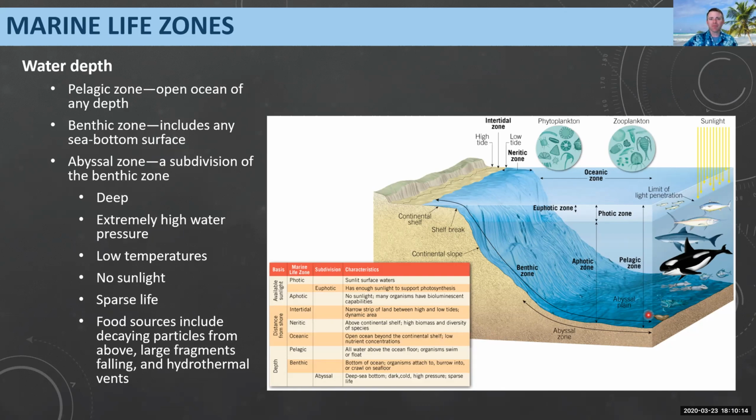It's deep. The water pressure is super high. Temperatures are super cold, right? Just barely above freezing. No sunlight, not much life. And your only food is decaying particles from the surface that sink down to the bottom. And that's what you get to eat. A dead whale sinking to the bottom of the ocean. Super awesome.